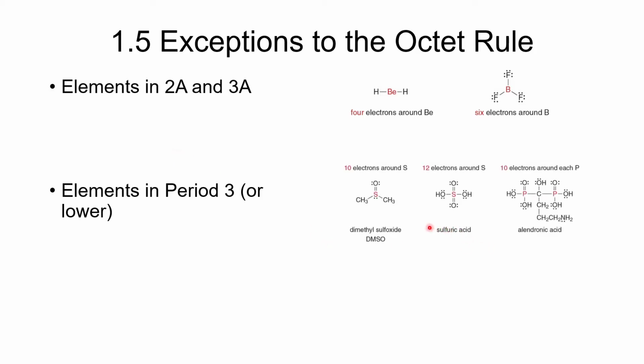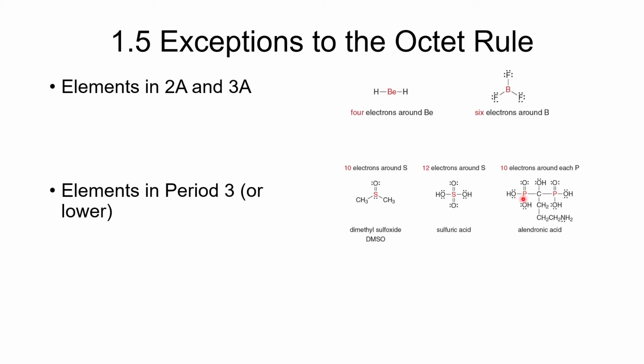And so here are a couple of examples. This is DMSO, which is a very widely used solvent for a lot of different applications in synthesis. You'll notice that sulfur has 10 electrons around it, so 4 bonds plus a lone pair of electrons. Sulfuric acid, the best way to draw the sulfuric acid structure is to draw that where you have 6 bonds going to that sulfur. And we'll see it with phosphorus. Here with phosphorus, you'll see that there are 5 bonds going to that phosphorus. That gives you 10 electrons.